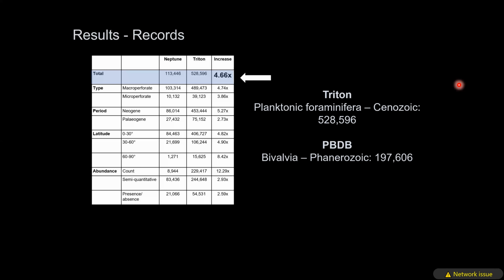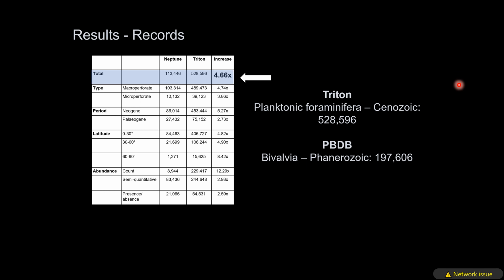And if we look at our results, if we compare the planktonic foraminiferal part of Neptune to Triton, Triton now contains 4.66 times more occurrences than Neptune's for planktonic foraminifera anyway. And to put that in perspective, there's over 500,000 occurrences of planktonic foraminifera now in the Cenozoic. And if we compare that to the PBDB, the most well-represented group in the PBDB is the bivalvia, and that's for the entirety of the Phanerozoic. We have just under 200,000 occurrences. That may have been updated now, actually, so I think it's probably more over 200,000.